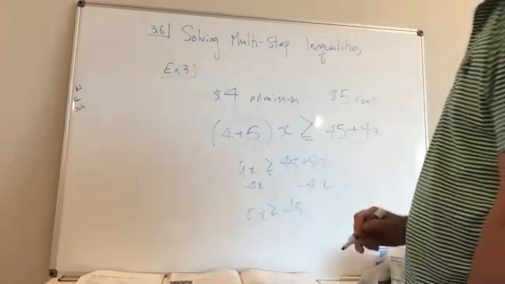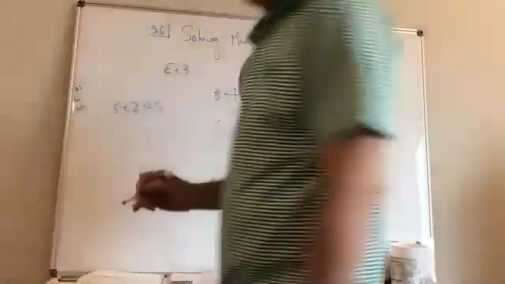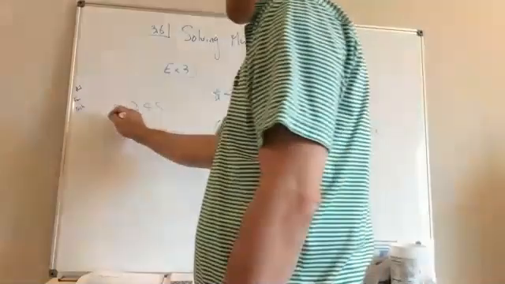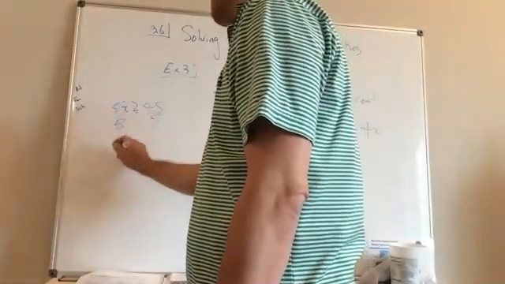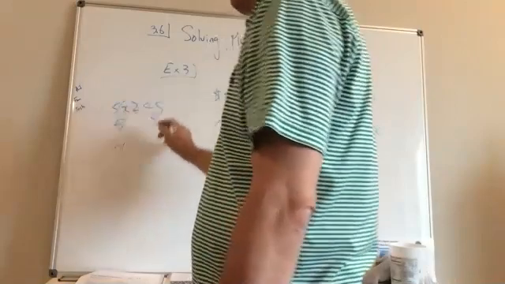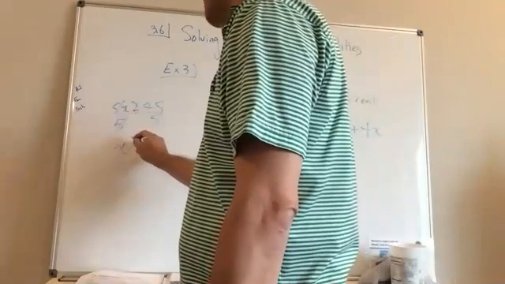45. If I divide both sides by 5, I had this, right? I had this. Now I'm going to go and divide both sides by 5. 5's cancel out. X. 45 divided by 5 is 9. Do I have to switch the sign here?